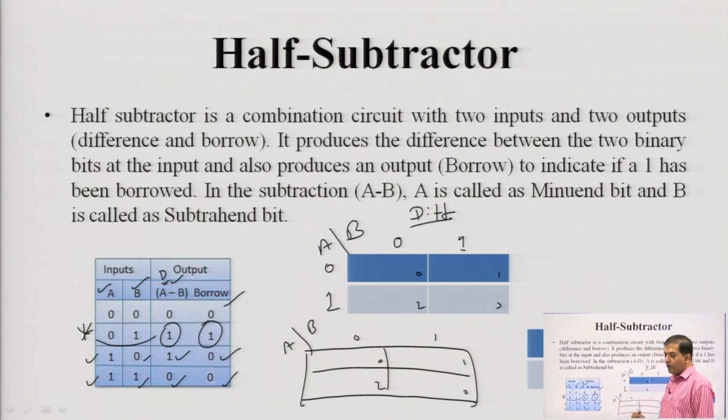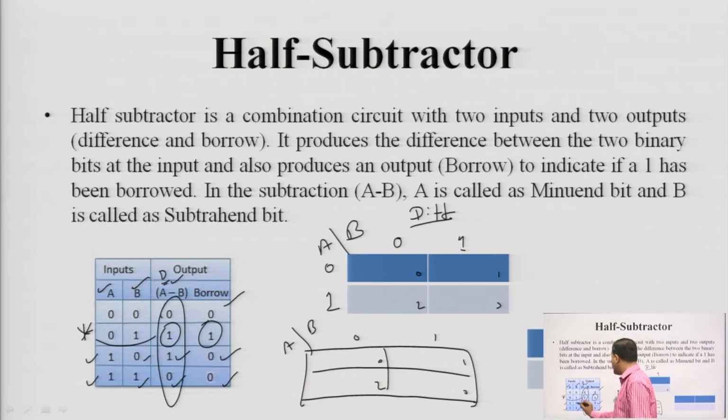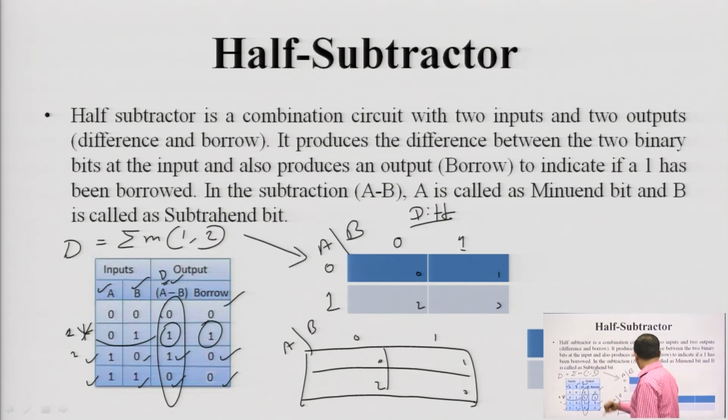Okay. So, first of all we will make the difference one. Here just follow this column. We are having ones for what? For 1 and 2, we are having 1 for this 1 and 2. So, it will be written as difference will be summation small m 1, 2. So, the K map will be, we will put 1 and 1 here.